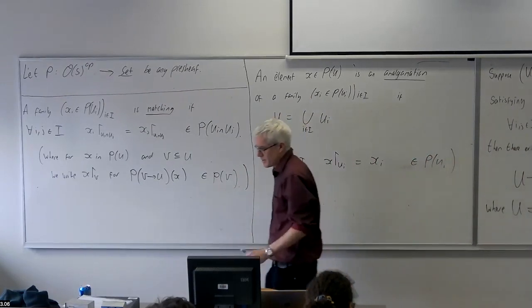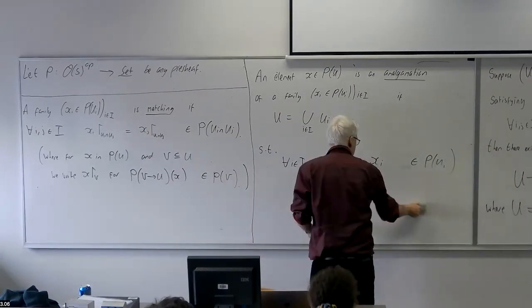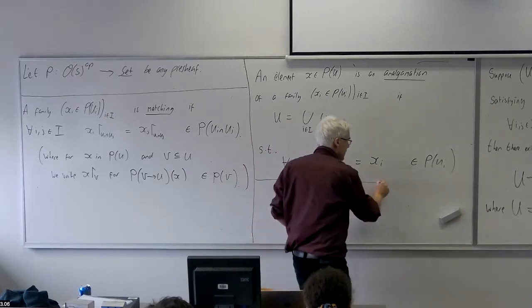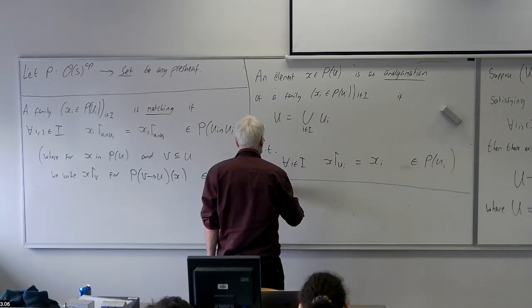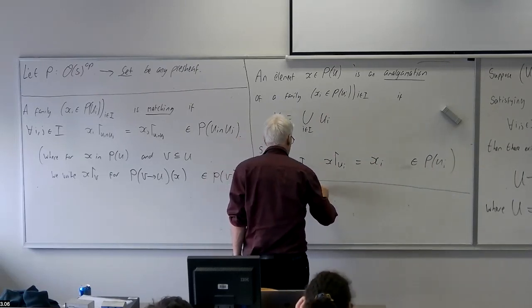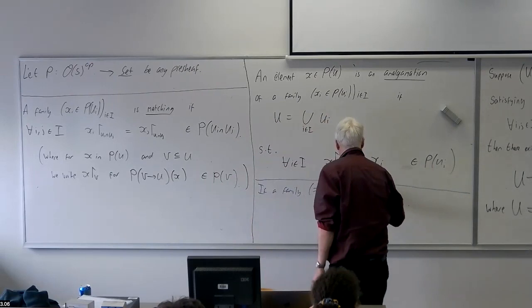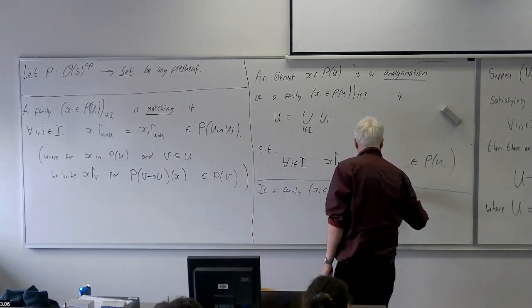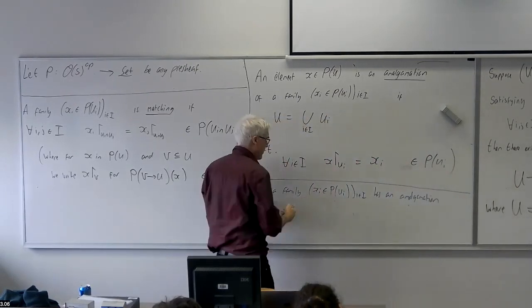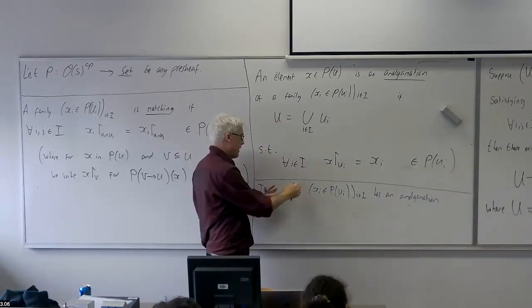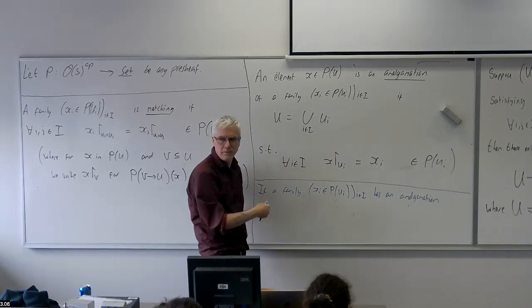A little exercise, which is not difficult, in fact it's very straightforward, but it's a good exercise for getting your head around these ideas, which is that if a family has an amalgamation, then it is necessarily a matching family. So you can't try to look for amalgamations of non-matching families.